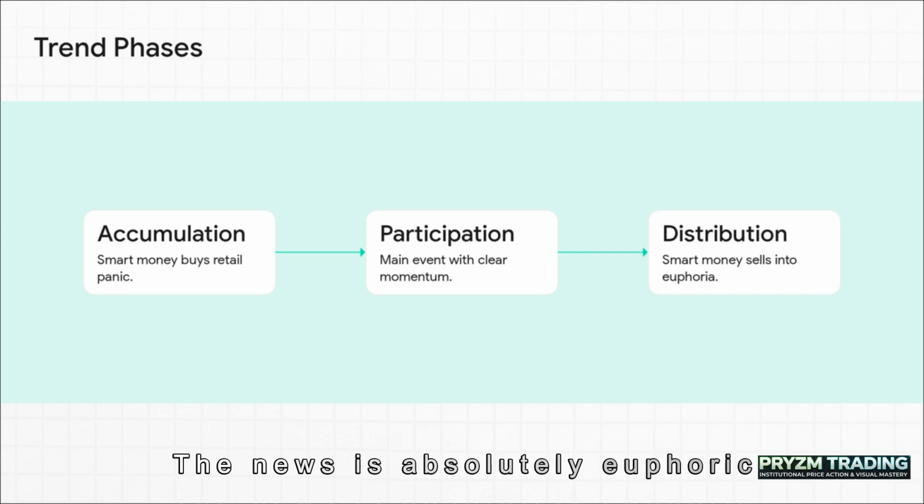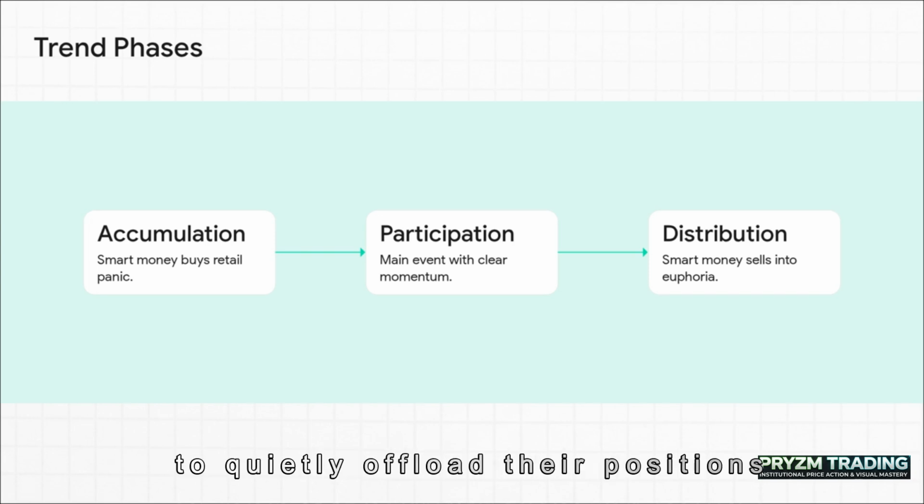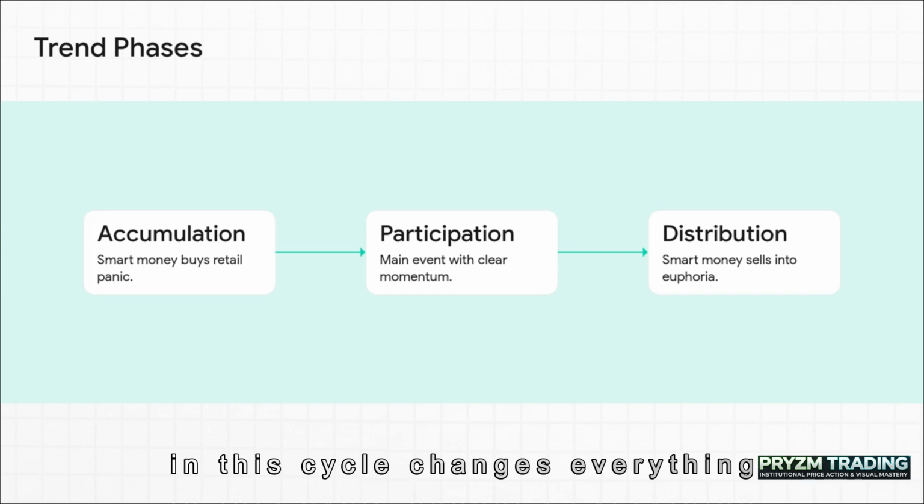The news is absolutely euphoric. Everyone is showing off their massive profits online. And smart money? They use this giant wall of retail FOMO, fear of missing out, to quietly offload their positions at premium prices. Knowing your current location in this cycle changes everything.